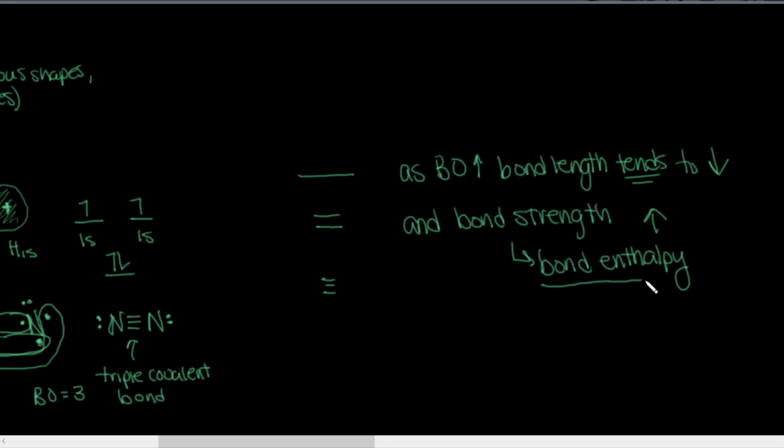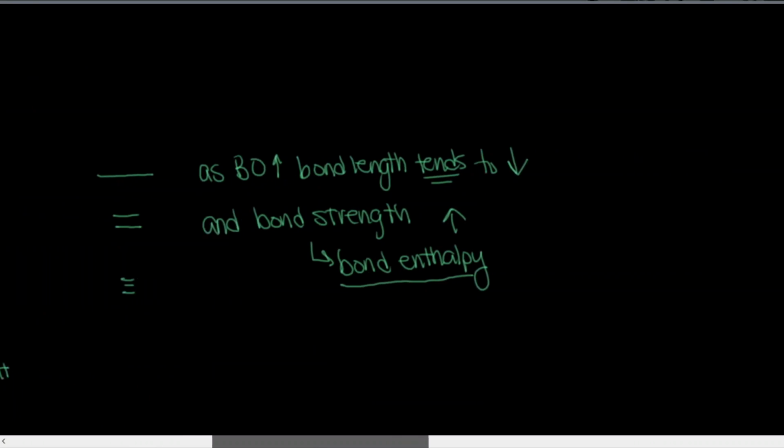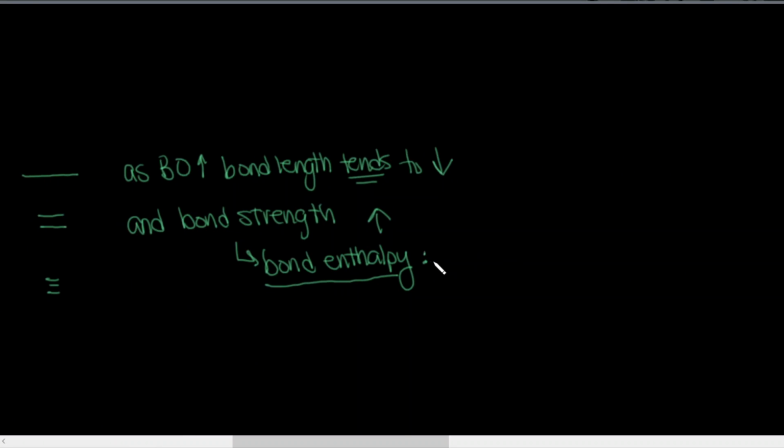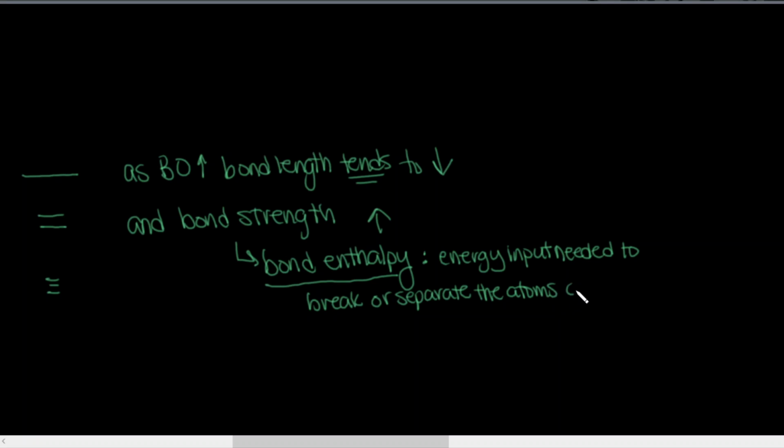Now we know that when we're talking about energy needed to do things, this is also called bond enthalpy. So bond enthalpy, we'll do a little thermo here. Bond enthalpy is the energy input needed to break or separate the atoms of a covalent bond. I'm going to say energy input, because it's always an energy input. Once that bond is formed, you have to put energy in order to break it.